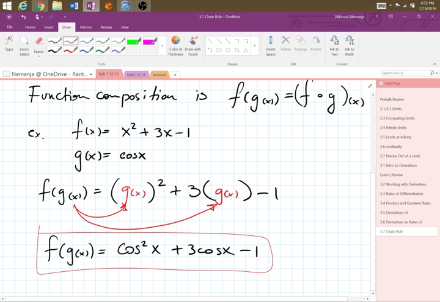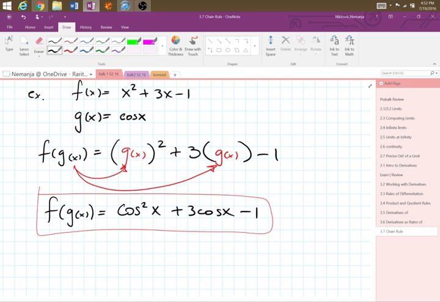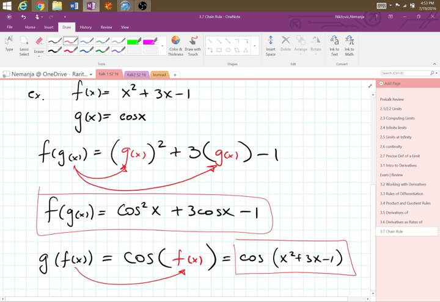And this would actually be the answer in this case, where we are just trying to put two functions into function composition. But we can also go and say g of f of x. So what's g? It's cosine of something. And what's that something? Well, in this case, it's f of x. So what is that f of x? It's going to be cosine of open parenthesis x squared plus 3x minus 1. And that's the answer. That's the function composition when it goes the other way.